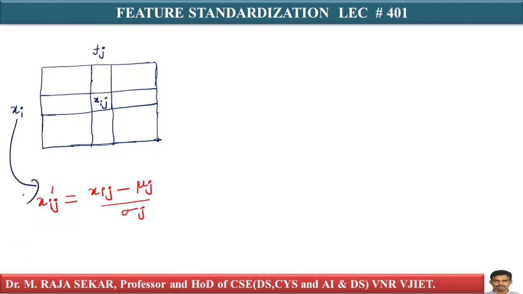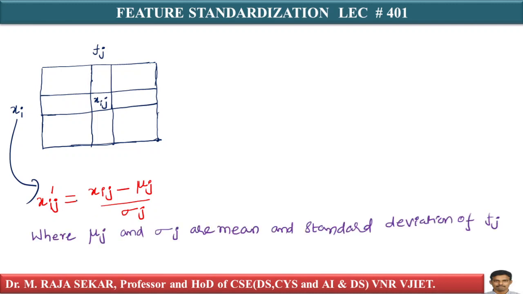Feature standardization means you are converting your xij into xij dash, where xij dash equals xij minus mu j divided by sigma j, where mu j and sigma j are the mean and standard deviation of the column of the feature fj. This one is the mean, this one is the standard deviation.